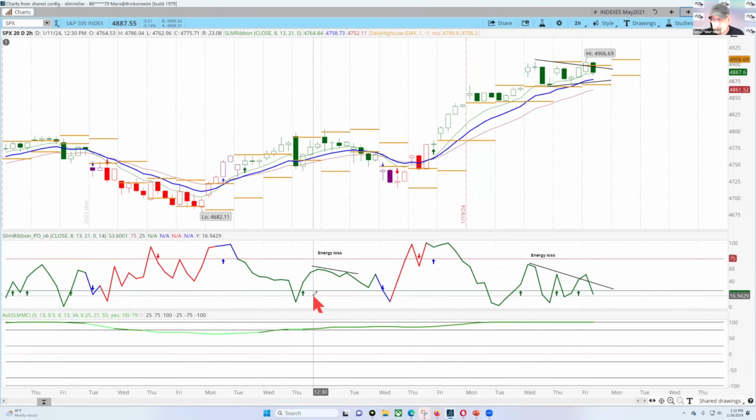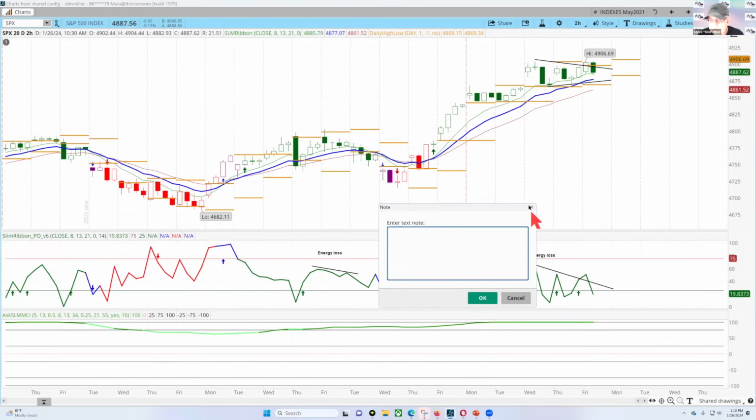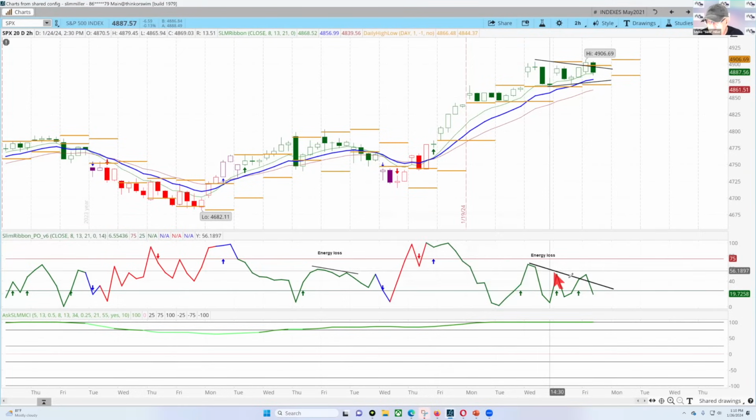Now, right over here, as we look at the slim ribbon PO, this is a little different use of it than I usually show, but you could see that here there was an energy loss going on, and it couldn't get over the 75 and then turned down. That's when you were getting into a 2-hour corrective period. Now, this is for near-term traders. This is using this as a guide for your day trading or short-term swing trading. And here you could see again that there is some energy loss going on because it can't get up over these levels.